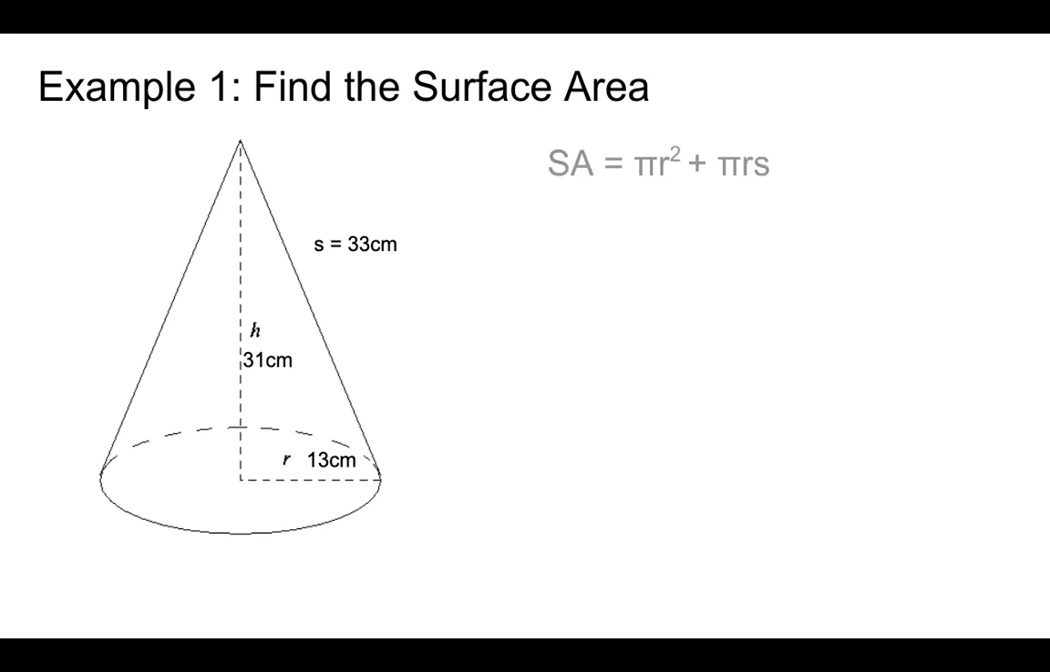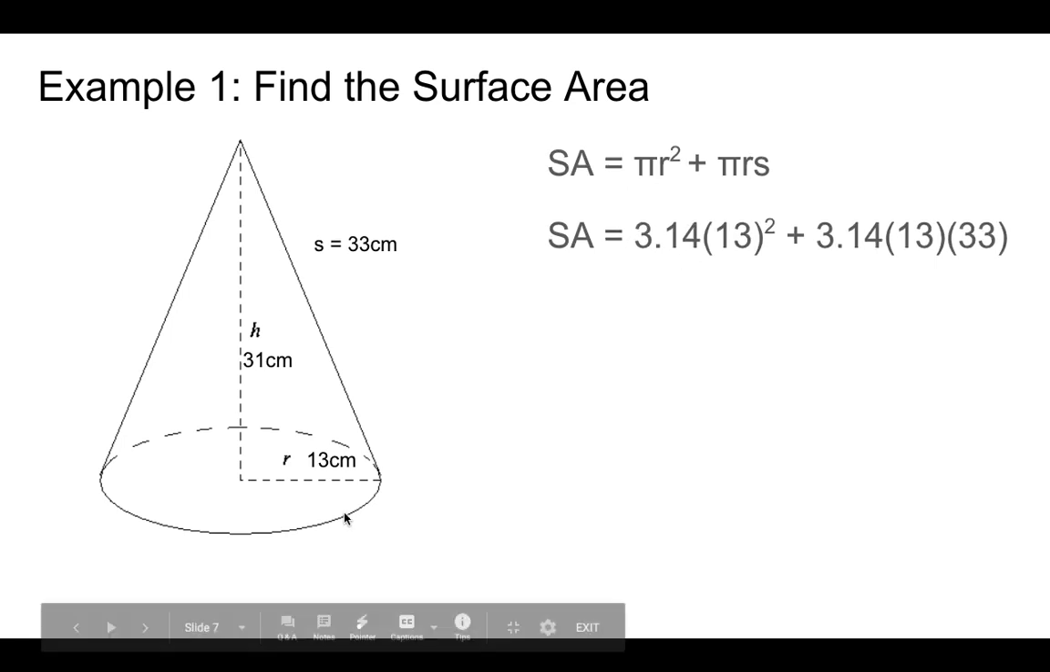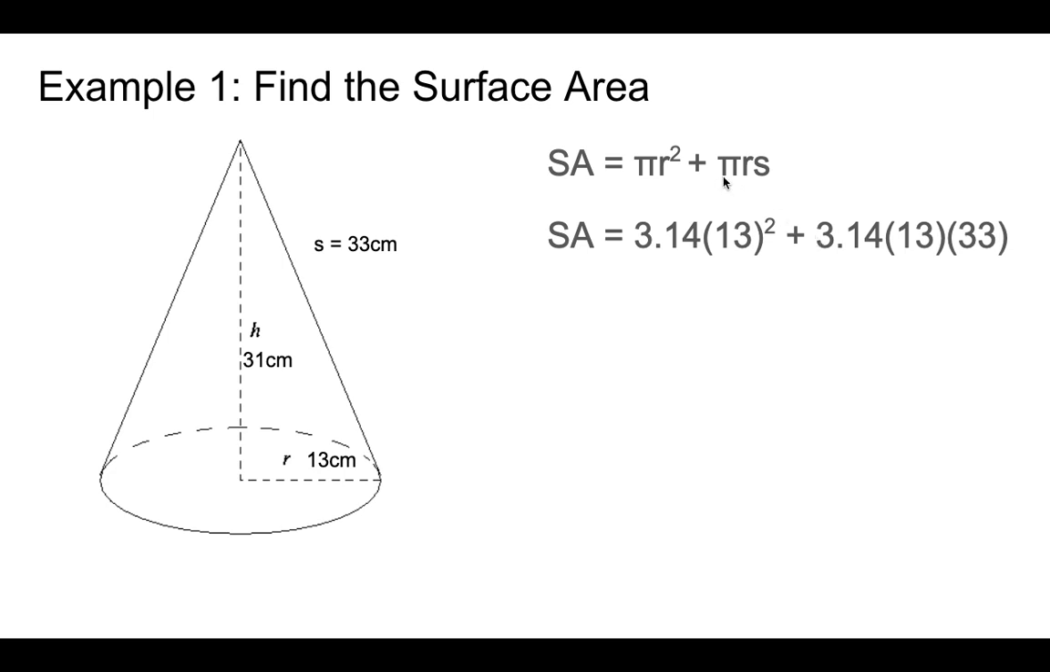So we have that labeled now, and now we can put in all of our values for r and s, as well as pi. So pi is 3.14, our radius is 13 centimeters, plus pi is 3.14, radius 13, and our slant height we found to be 33. Now we can calculate these out. And if you put these into your calculator, I like to do them separately.